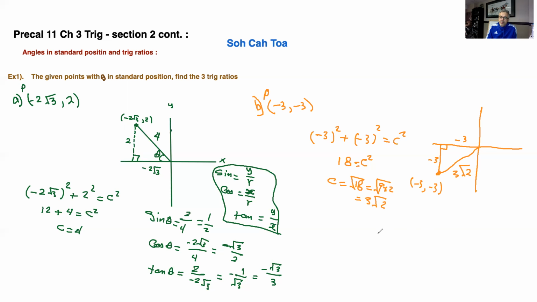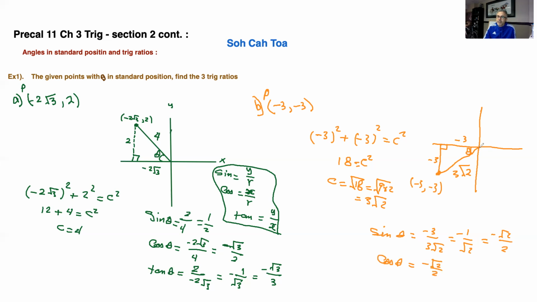And therefore, if I want to find sine theta, and also theta is always between the terminal arm and the x-axis, sine theta would be opposite over hypotenuse, so negative 3 over 3 root 2, which gives me negative 1 over root 2. And if you want to rationalize the denominator, you multiply top and bottom by root 2, and you get negative root 2 over 2. Cosine is going to be the same thing, negative root 2 over 2.